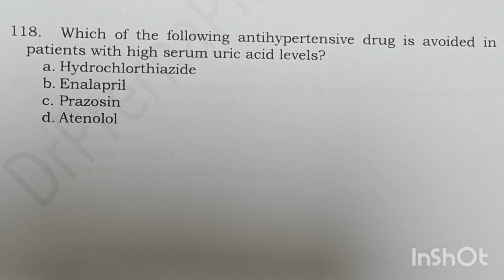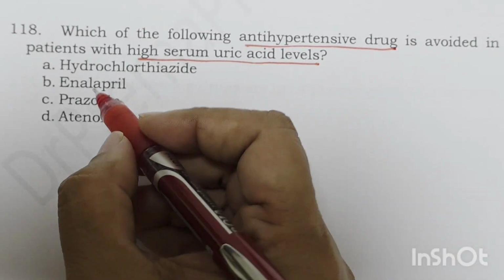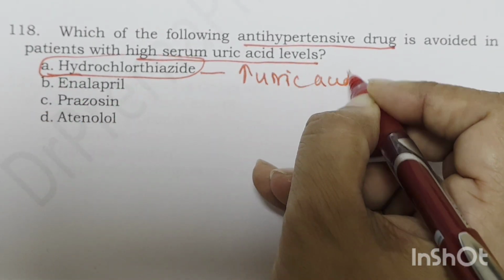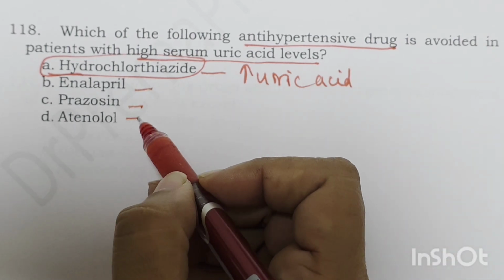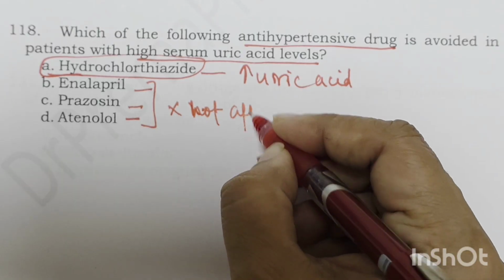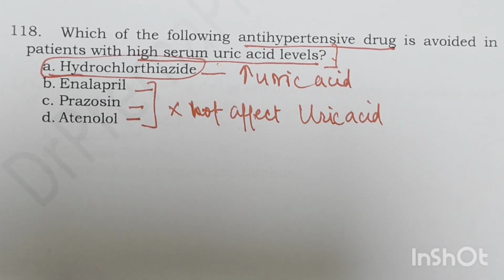Which of the following antihypertensive is avoided in patients with high serum uric acid level? High serum uric acid level में कौन सा antihypertensive नहीं देंगे? We know the answer very well, hydrochlorothiazide, because they increase the uric acid. So if you'll use in this patient, it will further increase. Enalapril, prazosin, atenolol, they do not affect the uric acid, right? So in this patient, uric acid level वाले patient में हम hydrochlorothiazide नहीं देंगे.